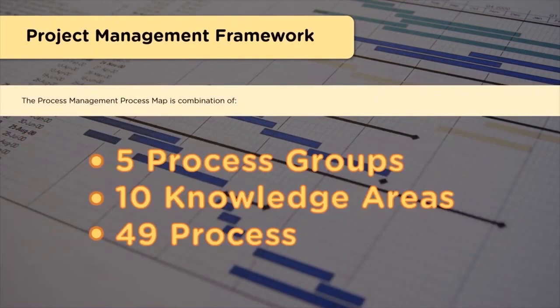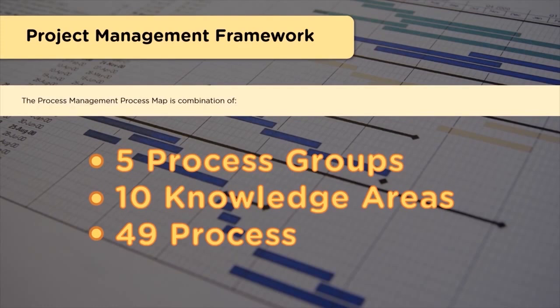The project management framework defined in PMBOK includes 5 process groups, 10 knowledge areas and 49 processes. When we say 5 process groups, this indicates the way the project flows, how each of these process groups is connected while the project happens in the project life cycle.